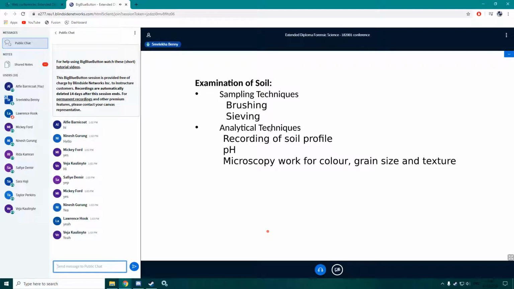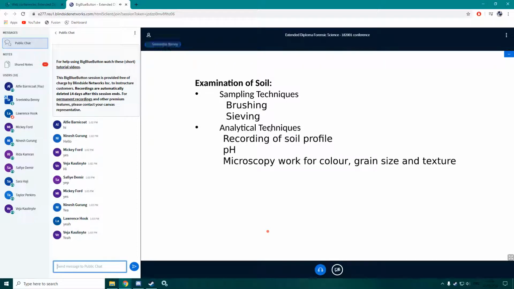In this session, we are looking at soil, pollen, and diatom. So when we say sampling techniques, that means the collection techniques. So how do you collect soil, pollen, and diatom? I found this on the web.